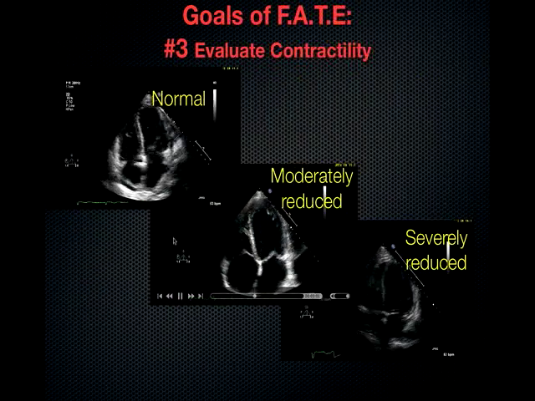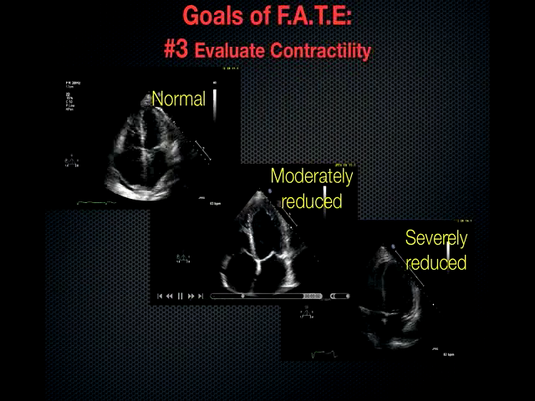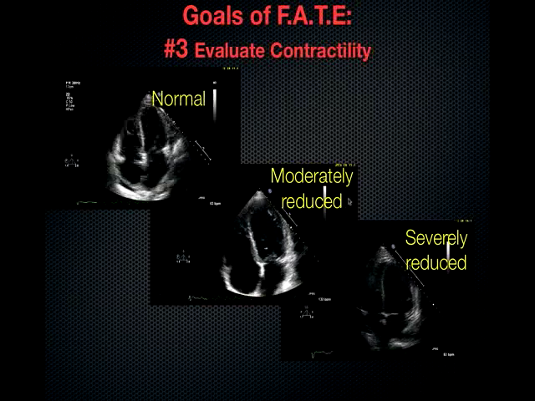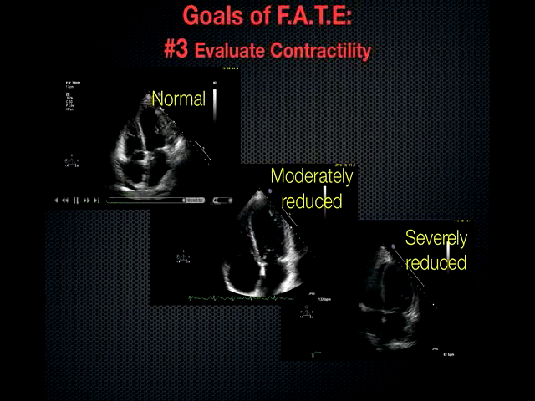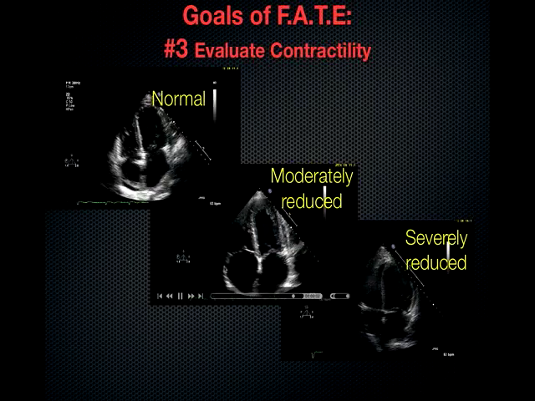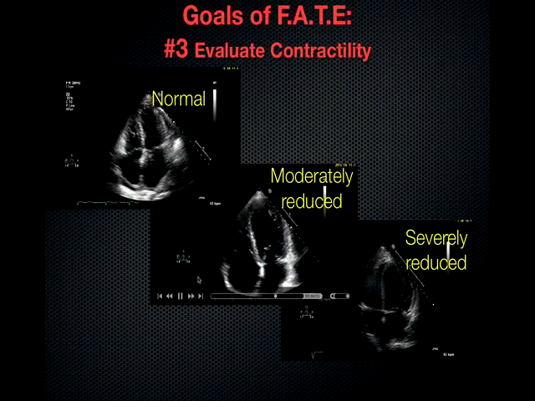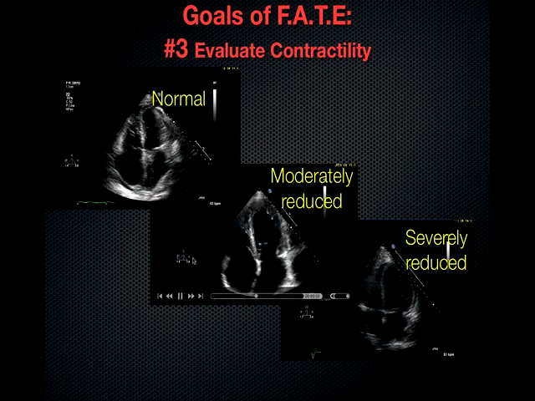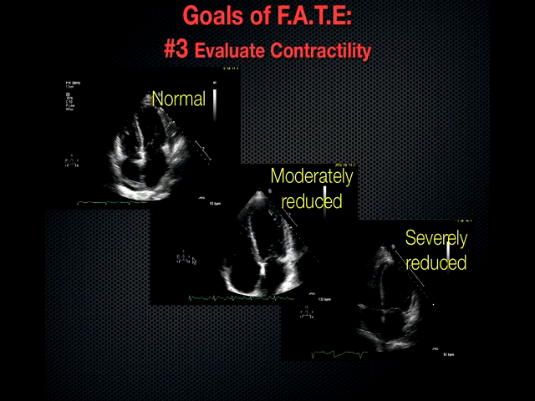By comparison, moderately reduced, here we have some thickening and some chamber size change, but it's not nearly what we would, when you look at normal, it's not up to normal. And the tricuspid annular plane here is not moving that 2 centimeters towards the apex. It's moving a little bit, but it looks more like it's being dragged instead of being squeezed.